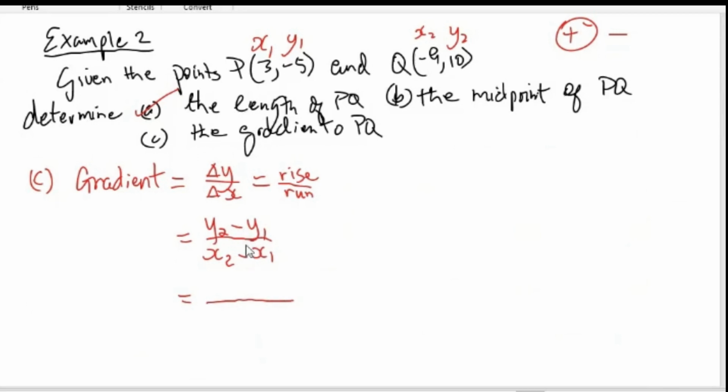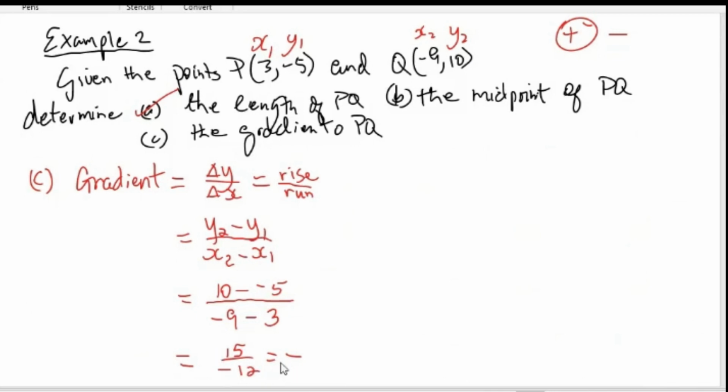So y2 minus y1 will be 10 minus y1 being negative 5, x2 being negative 9 minus x1, which is 3. And this will give us 10 plus 5, which is 15. Negative 9 minus 3 is negative 12. And of course, your answer will be negative because a positive divided by a negative is negative.